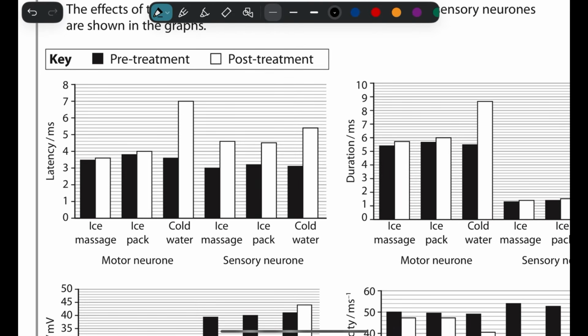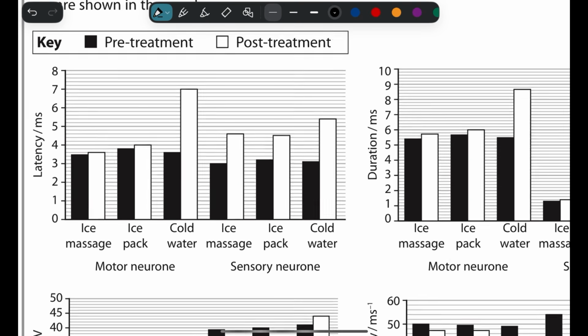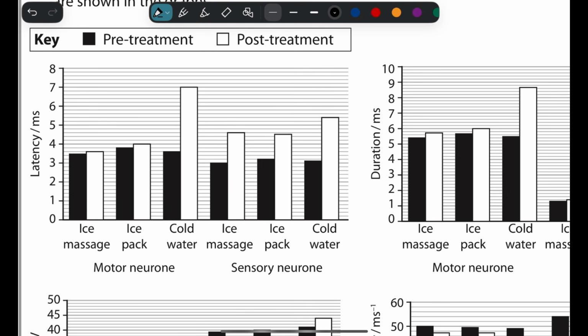Now, looking at the first graph here, latency. So we talked about latency being the time it takes to prepare, from sodium ions coming in to reach the threshold. Let's see what's happened here. Well, ice massage and ice pack are roughly the same for motor, but you can see in the cold water we've really increased that time. So that's something we can mention.